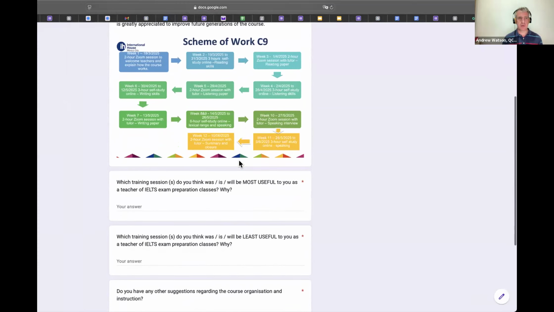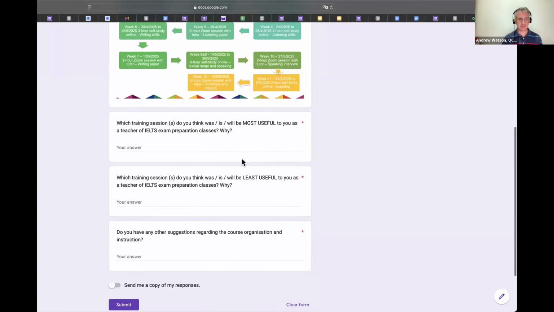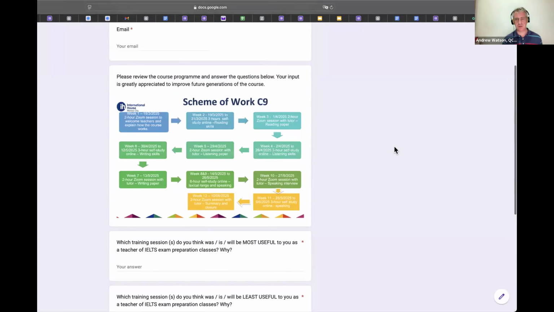Here is the scheme of work. Some questions for you. Which training session do you think was, is, or will be most useful to you as a teacher of IELTS prep classes, exam preparation classes, and why? Which training session do you think would be least useful? Do you have any other suggestions regarding the course organization and instructions? I would be interested to hear your responses.